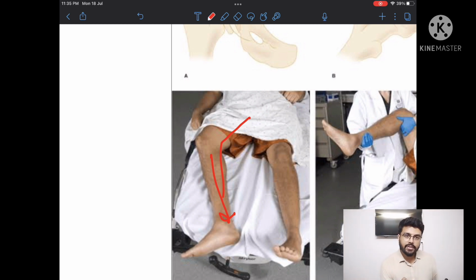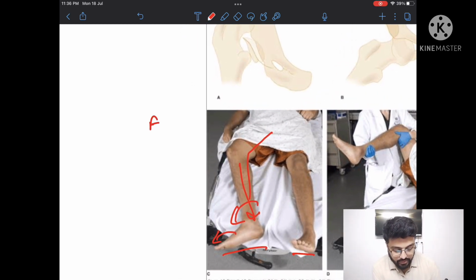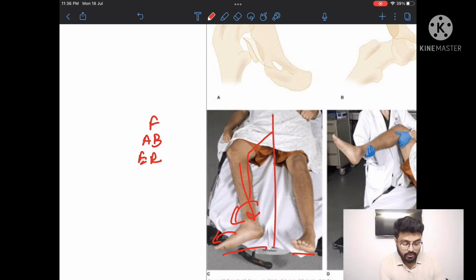Why is the knee flexed here? Because the hip is flexed. As a result, to support the limb, the knee is in flexion. And it seems to be in external rotation. Look at the position of the foot here. This foot is pointing outwards, and this is just in neutral position. So this person has flexion, abduction, and external rotation. So this is FABER. Abduction: the thigh is pointing outwards from the midline.